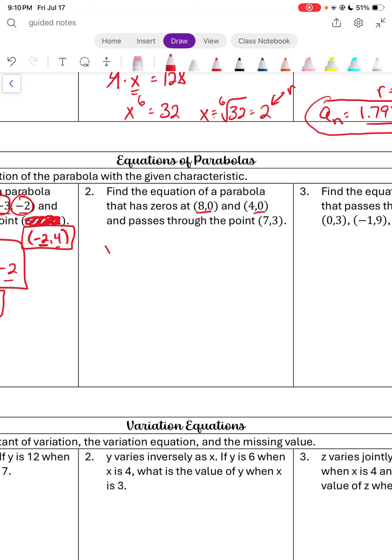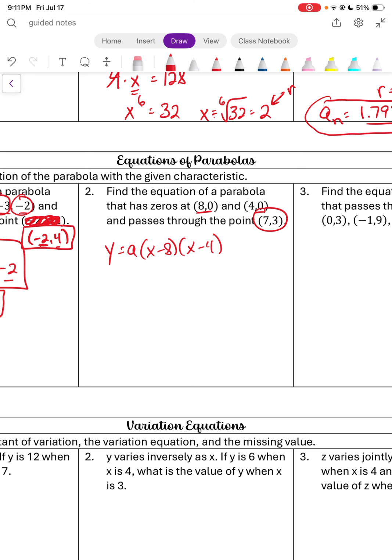Now we're going to use a different form for this. If it's got an x-intercept at 8, we know that x minus 8 is a factor. If it has an x-intercept at 4, it means x minus 4 is a factor. However, we want it to pass through this point, so we're going to stretch it to make sure it passes through the point (7, 3). How do we do that?